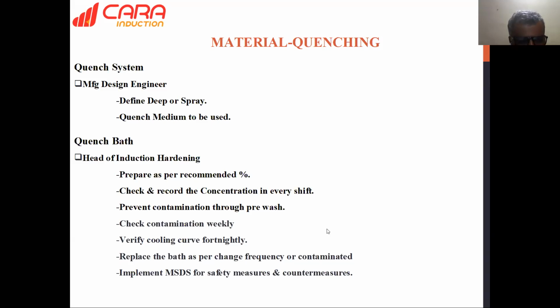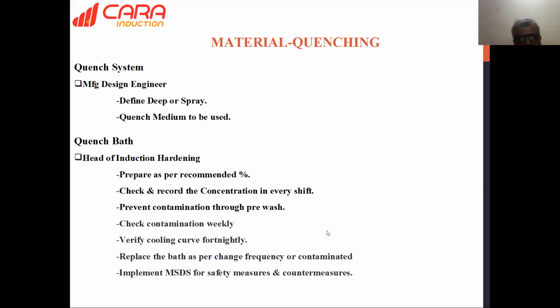Then what percentage, which quenching media we need to use, what is the cooling graph of that particular material or part. We have to do all these studies: how much the concentration, what the temperature is, whatever the material grade we are using for hardening. Accordingly, we need to select the quenching media.